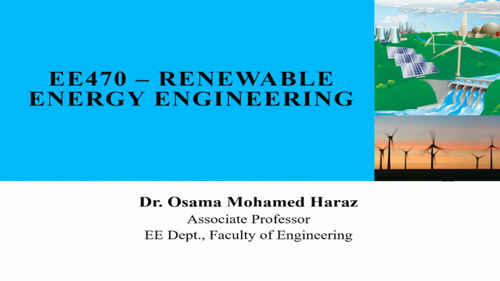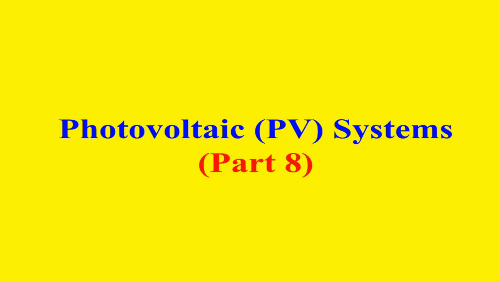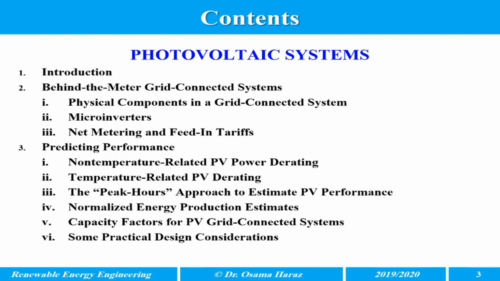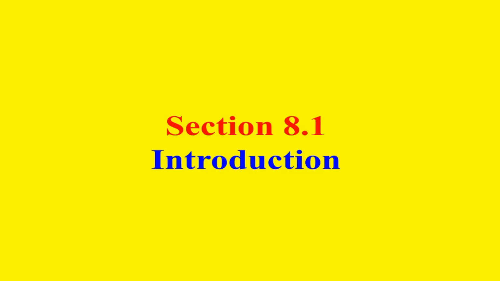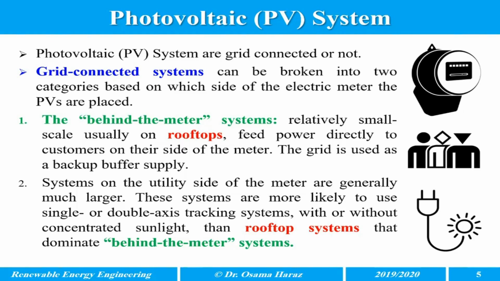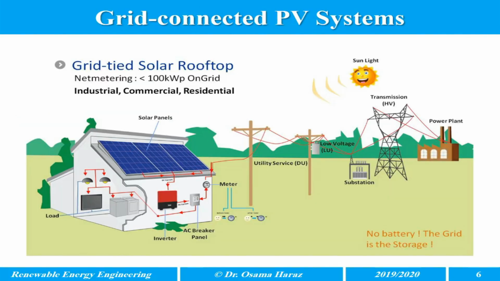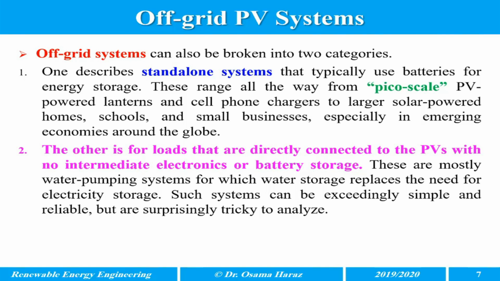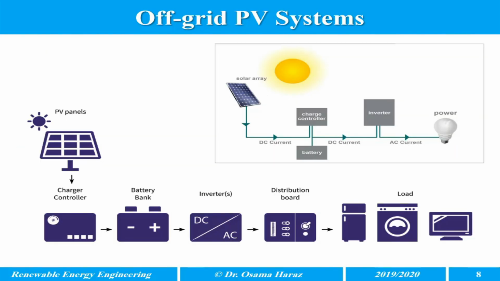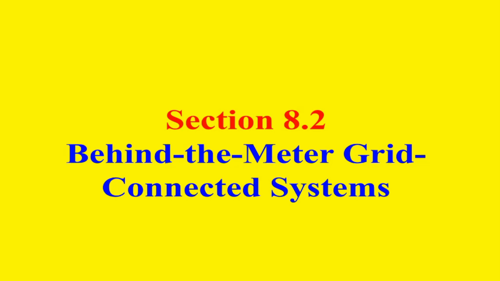Today's lecture we are going to continue talking about the solar system, PV systems. In the previous lecture we talked about the photovoltaic system, part 8. These are the contents, and we talked about the introduction to the PV system, the grid connected system and the off-grid PV system, or what we call the standalone system. Today we are going to continue with section 8.2, behind the meter grid connected systems.